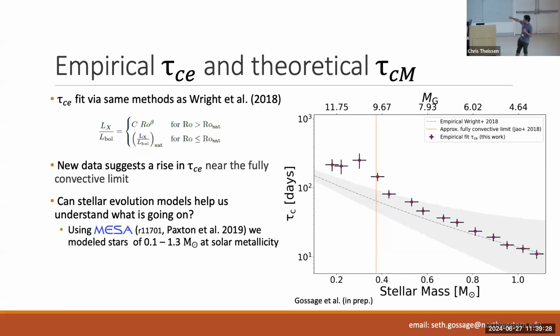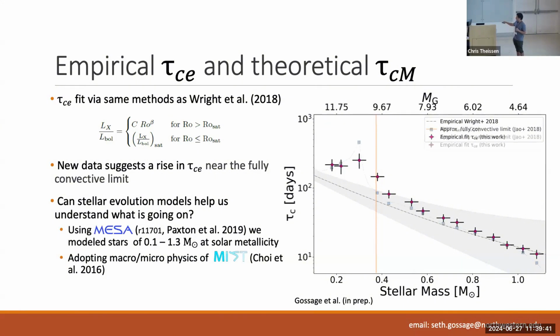So we use MESA to model stars in the mass range of 0.1 to 1.3 solar masses at solar metallicity, using the same macro physics as MIST. And this is what our models look like here, using just those classical calculations from theory, which match pretty well. And we were surprised to see that this matched so well just out of the box with the empirical data that we saw.